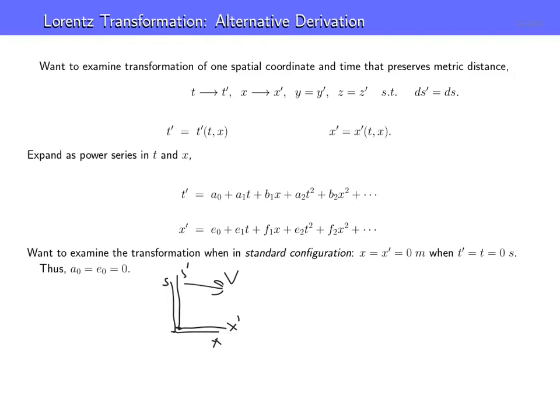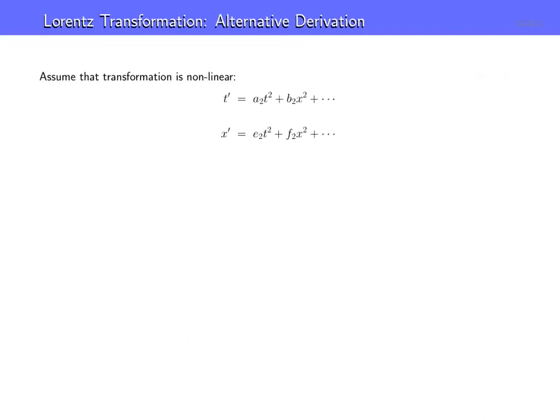All right. So what we're going to do is make an argument that the Lorentz transformation needs to be linear. But let's go into a little bit of why we expect that to be true. Let's say it's a nonlinear transformation, which we have here. So t prime is equal to a2 t squared plus b2 x squared, and perhaps higher terms, but we just look at this to keep it simple. This will be enough, hopefully, to make our argument.